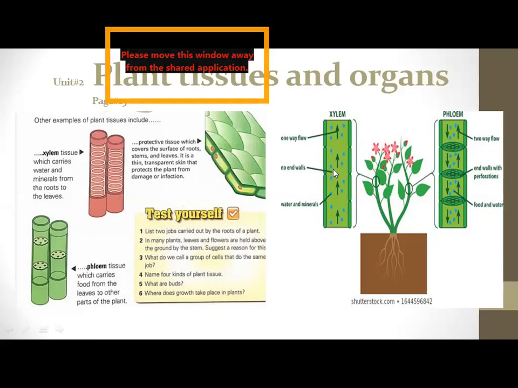You can see here, there are no middle walls or end walls, unlike phloem tubes. They have end walls. But here there is no blockage. No barrier is here. You can observe that no barrier is here.